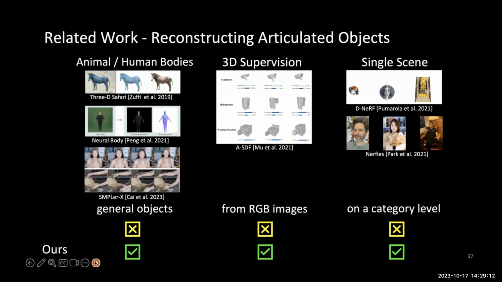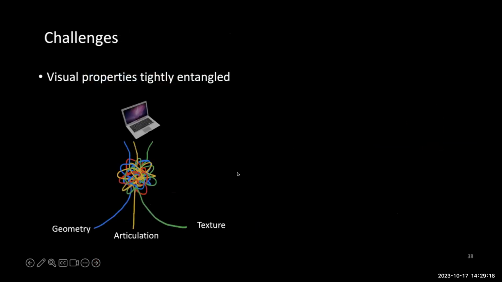The first challenge we're already very familiar with. From this image of the laptop, there are all different visual properties tightly entangled, and we need to separate what is geometry, what is articulation, what is texture.